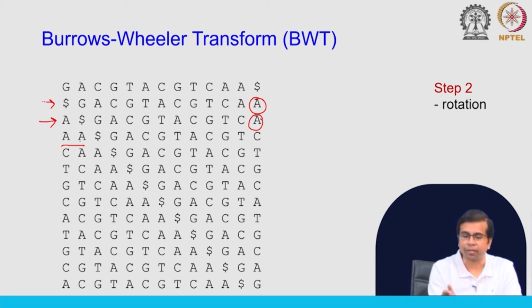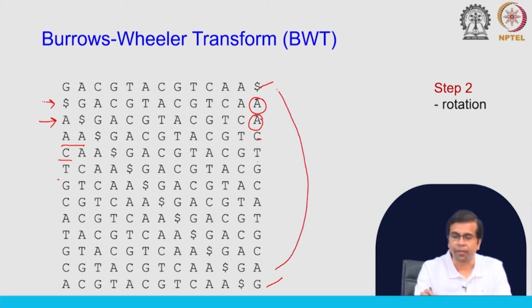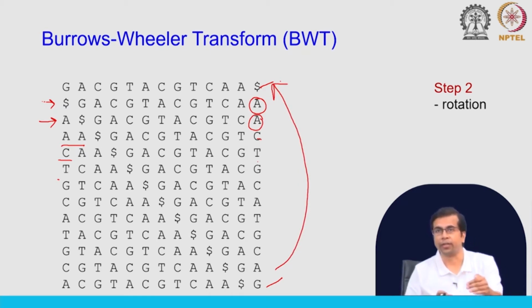So, this process continues. Then we get the C, this C comes here, then we get the T here, and so on, and we continue until we reach this original string. So, this is the last string, because if you put G in the front, what we will get is this one, we will get back to the original string. So, we continue this rotation and we generate all possible rotations. This is step 2, and this gives us the whole matrix. This is the matrix that we generate through this string rotation.